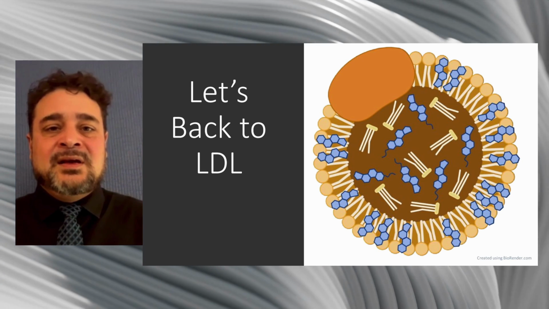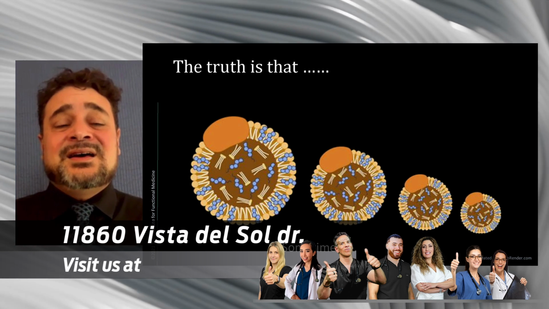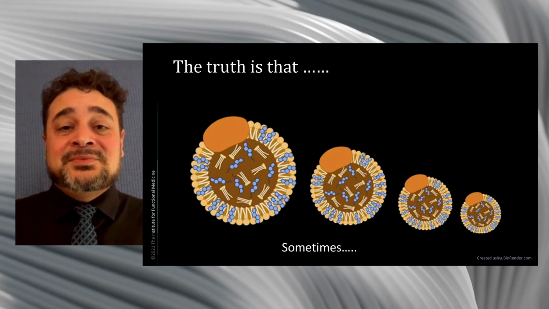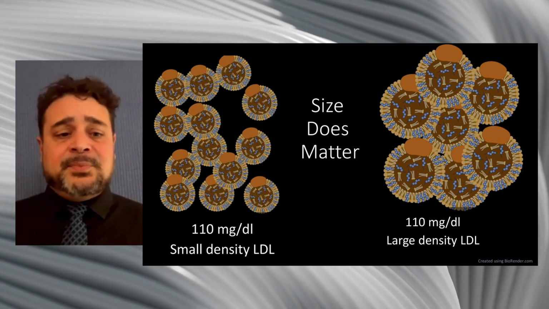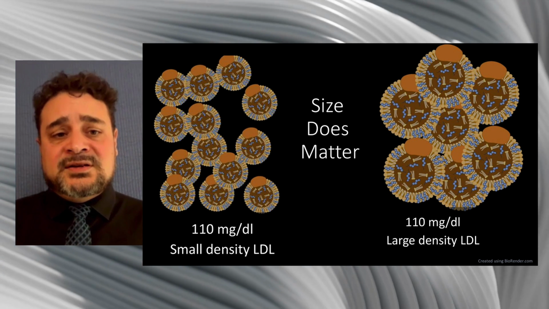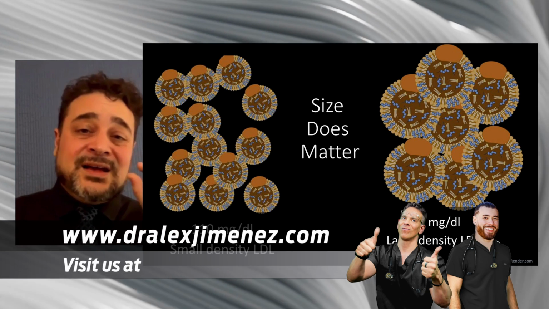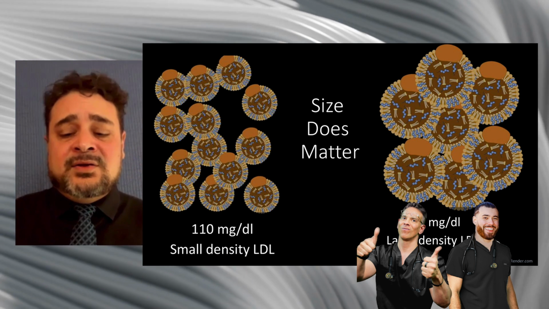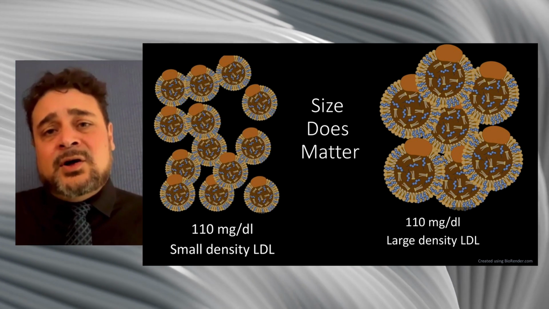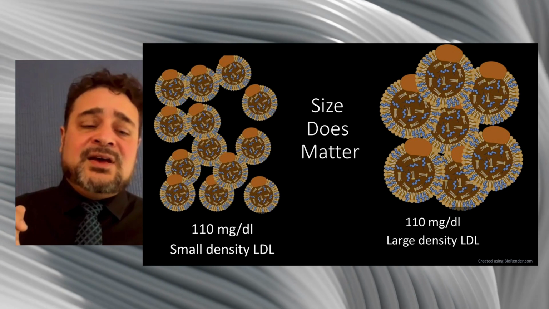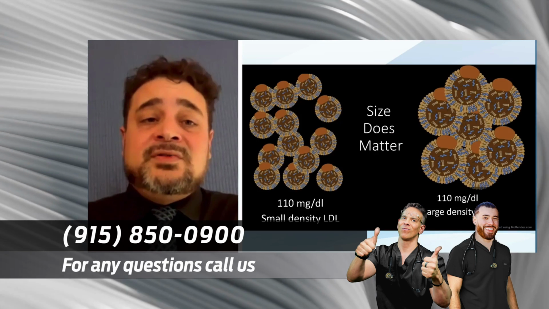So let's get back to LDL. The truth is, you heard it from Dr. Saxena: size matters when it comes to the particles. If you look at the person on the left and the person on the right, the person on the left has an LDL of 110. But what are we looking at? We're looking at milligrams per deciliter. This person has a whole bunch of really tiny LDL, small density LDL. The person on the right also has 110 milligrams per deciliter. All we're looking at is a weight in a volume. So the person on the left is at high risk of having heart disease. The person on the right is not. Both of them have an LDL of 110, and that's one of the missing links.